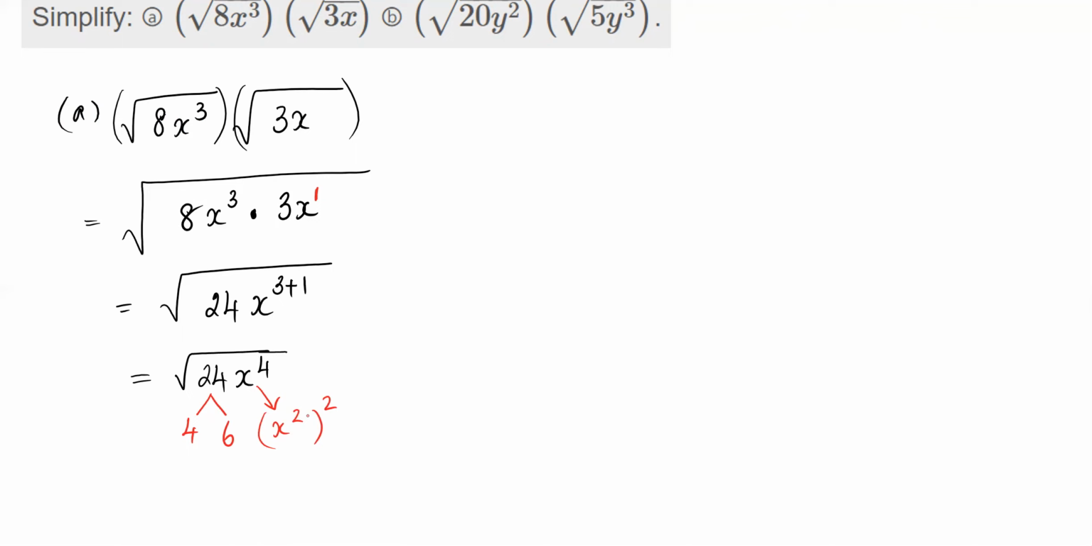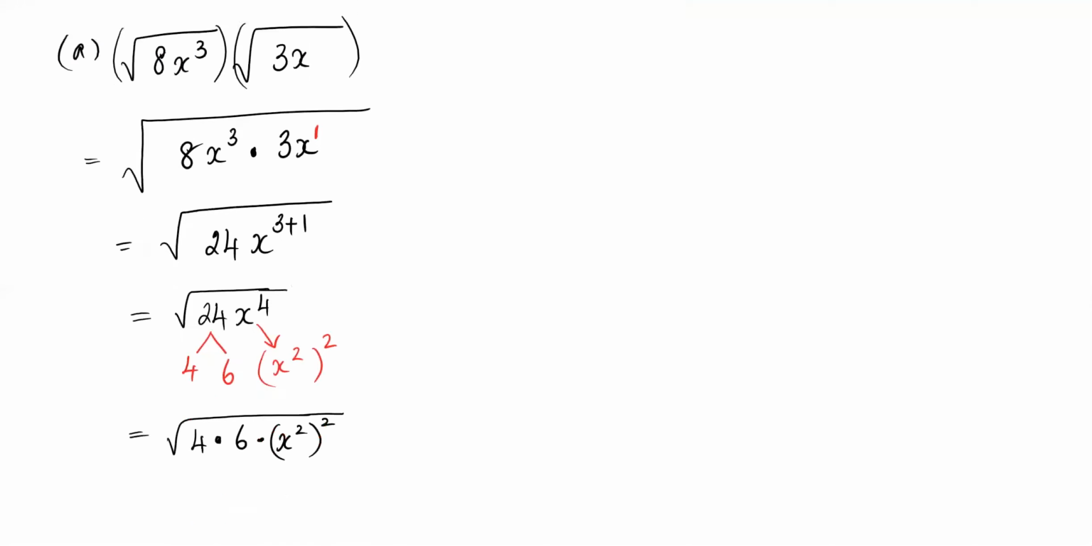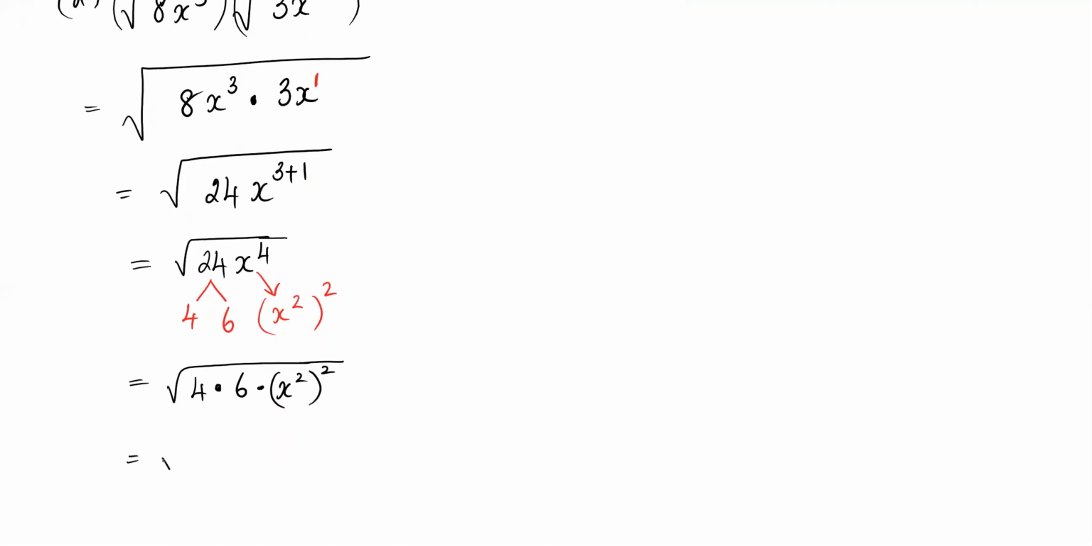If it is an odd power, you split it as 1 and the highest even power, and then split that even power. So those are the 2 steps involved if it is odd. Here we're doing good, and we will now have 4 times 6 times x squared the whole squared, all happening under the radical. One more shot at splitting them up.